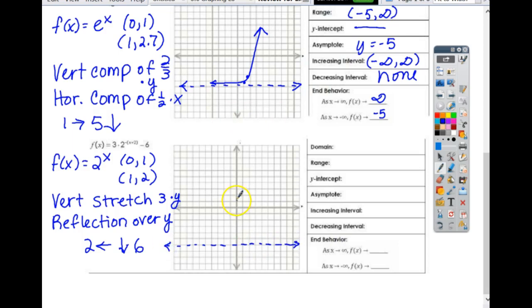So if I start at 0, 1, a vertical stretch of 3 goes to 3. I can't reflect it over the y. I'm going to go 2 and then down 6. 1, 2, 3, 4, 5, 6. So my next point is 1, 2. So a vertical stretch would be 2 times 3, which is 6. I'm going to reflect it over the y, so that'll jump over here. Then I'm going to move 2 and down 6.